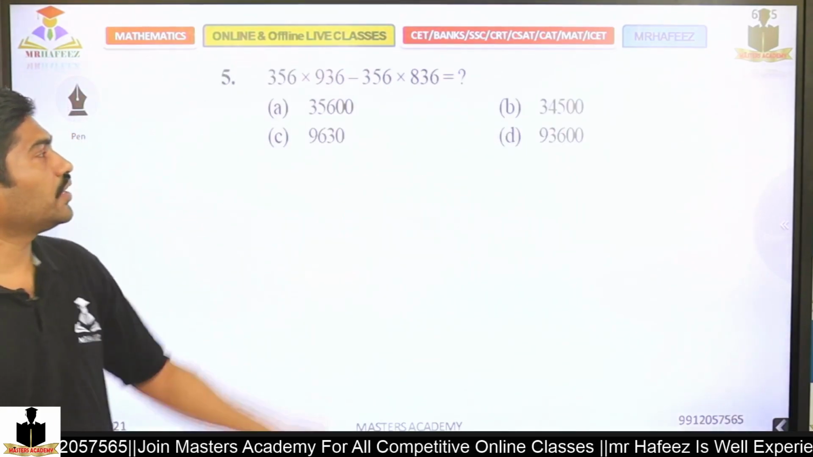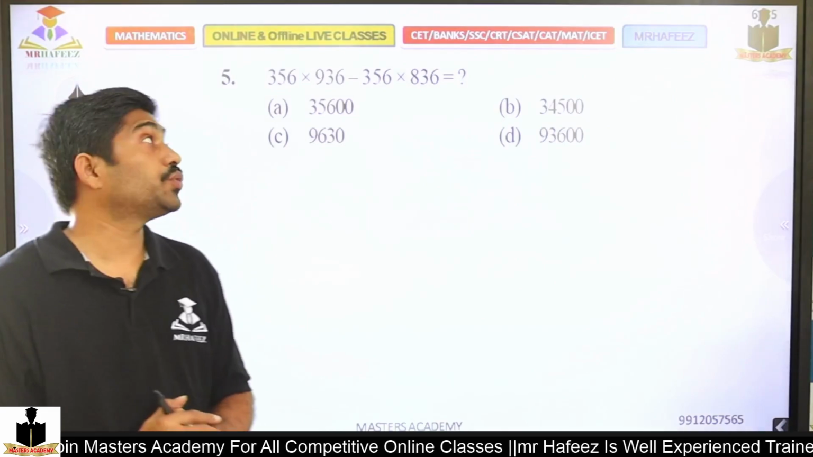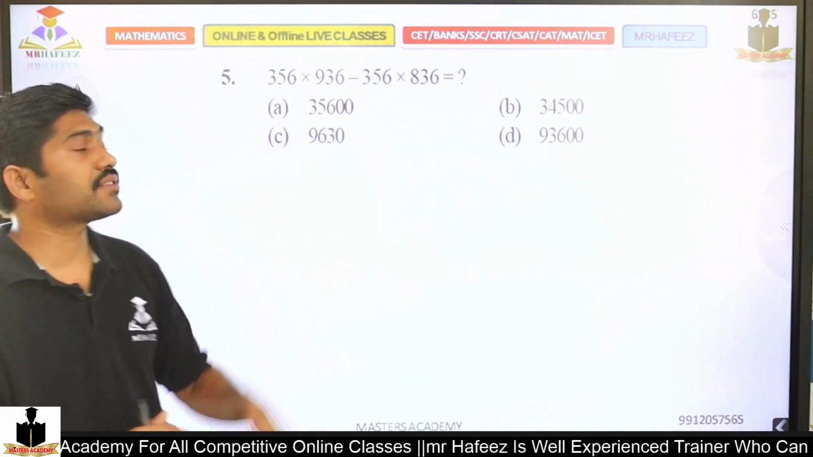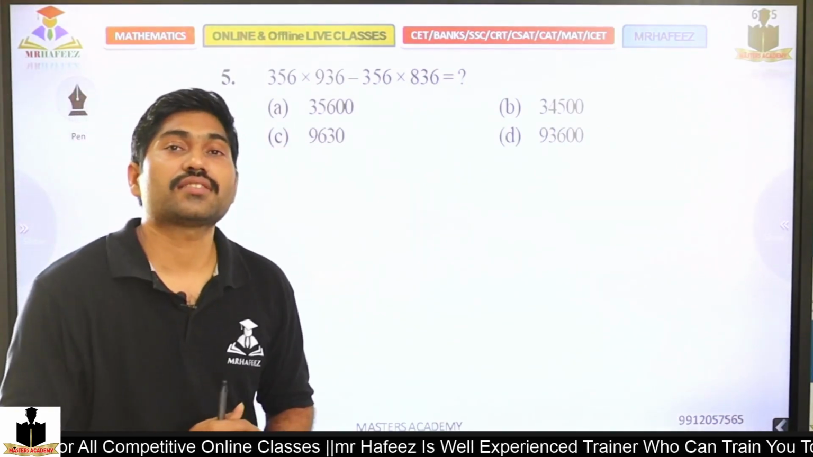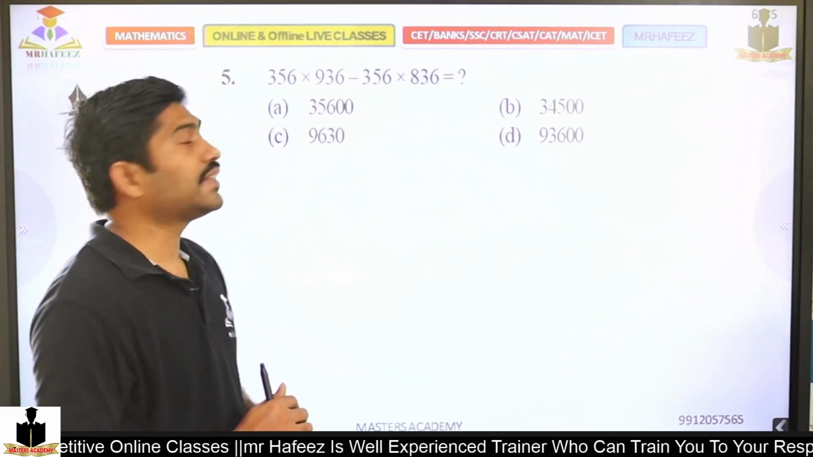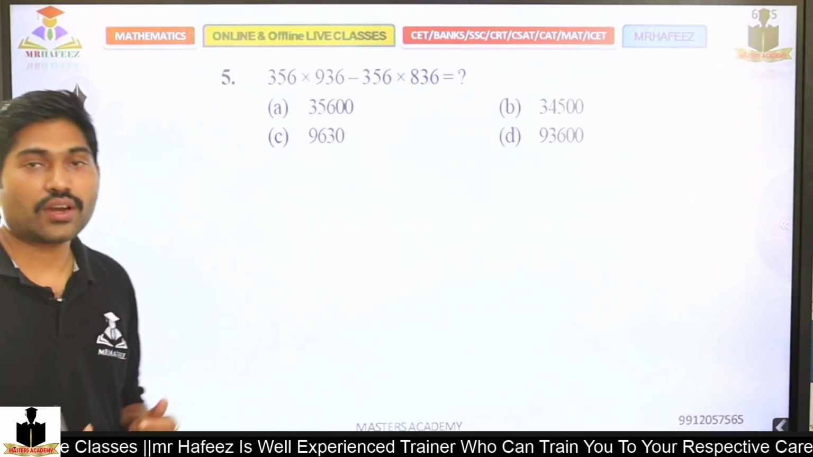What is the value here? 356 into 936 minus 356 into 836. What is the value?